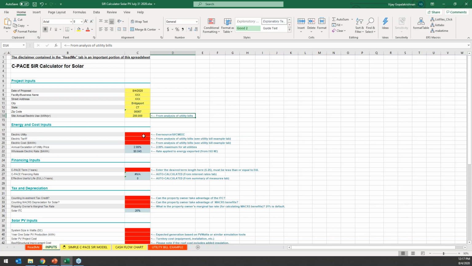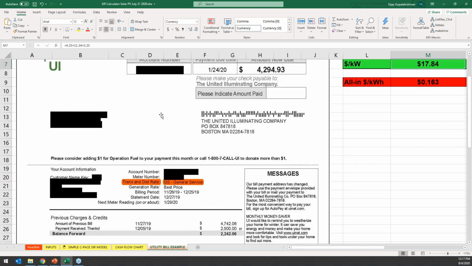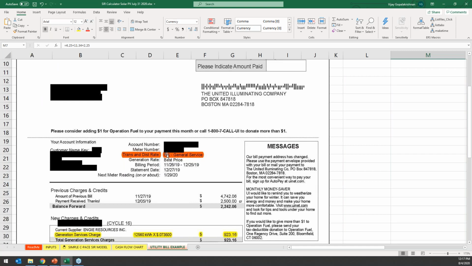Next, we go into the energy and cost inputs. So that's the electric utility. Now, as I go over this section, I'm actually going to move over to the utility bill example tab and walk through how we calculate the avoided cost, or the dollar per kilowatt hour avoided cost for solar PV projects. So we go to the utility bill example. As you can see, this is a UI bill. So that's the electric utility. And the transmission distribution rate is general service.